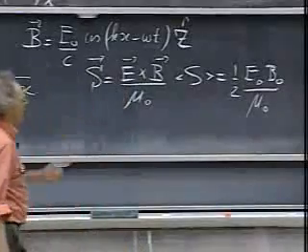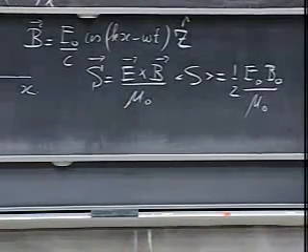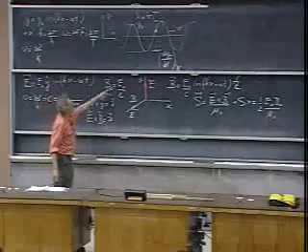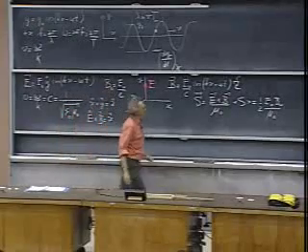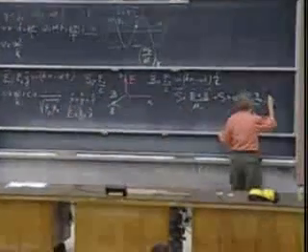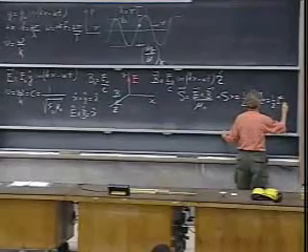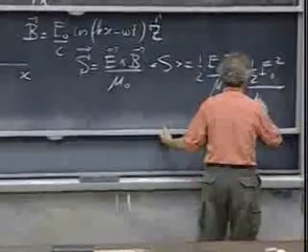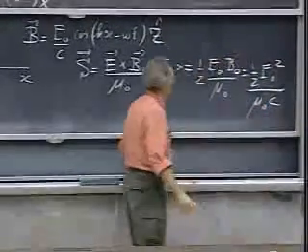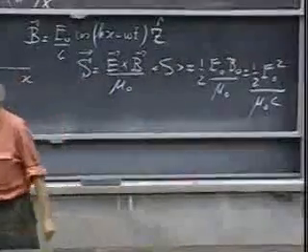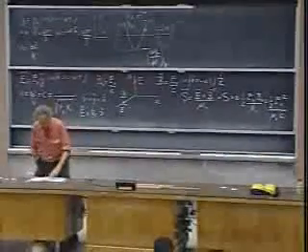And if now you want to get rid of your B0, because you want to get everything in terms of E0, you can replace B0 by E0 divided by C. And so this would also be fine, E0 squared divided by mu 0 C. And so now we have the time average value of the Poynting vector.